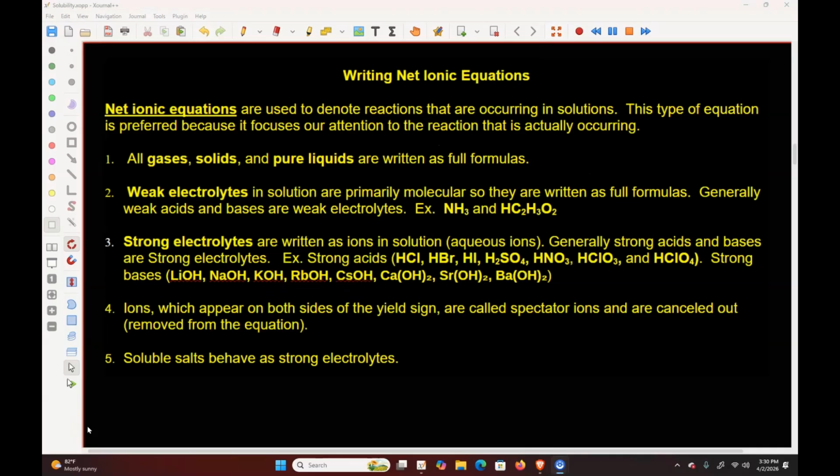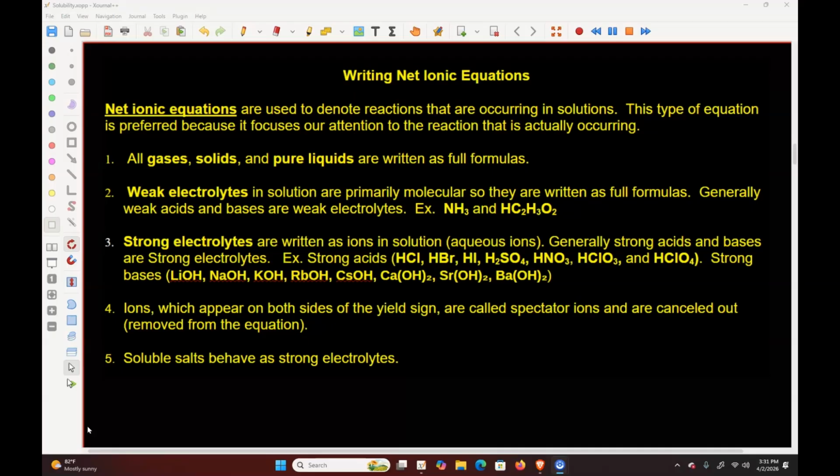Net ionic equations are used to denote reactions that are occurring in solutions. This is the most preferred because we're ignoring all the things that are just not actually participating in the reaction. All gases, solids, and pure liquids are written as full formulas. You cannot break those apart. Weak electrolytes in solution are primarily molecular, so they're written as full formulas also. Generally, weak acids and bases are weak electrolytes.